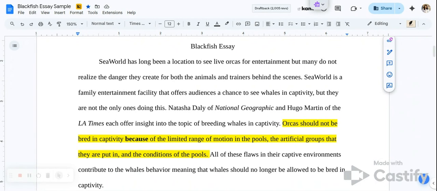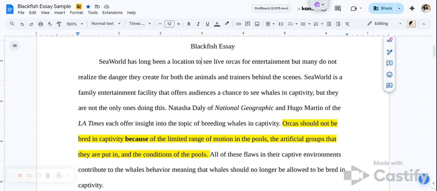Obviously, that wouldn't be the case when you're handing in your paper, but for our purposes and demo purposes, I have some things that are highlighted and bolded so that I can better show you some of the characteristics of a really good paper. So SeaWorld has long been a location to see live orcas for entertainment, but may not realize the danger that they create for both the animals and trainers behind the scenes.